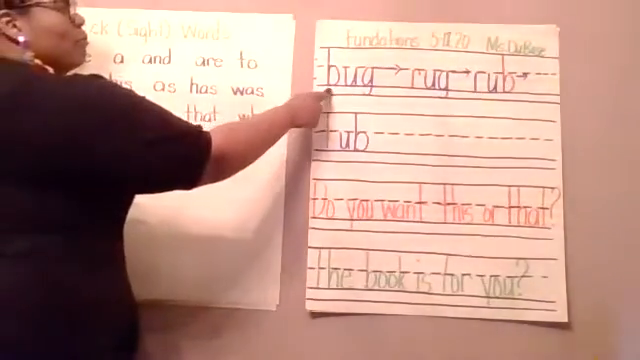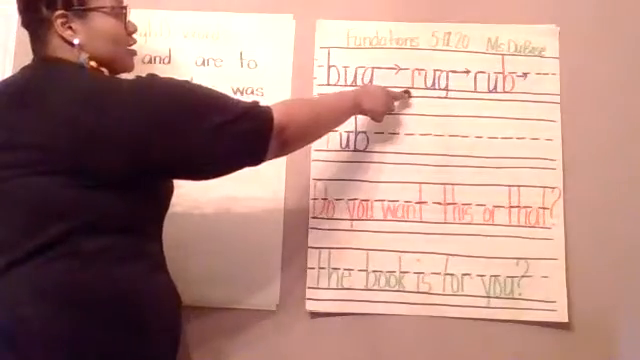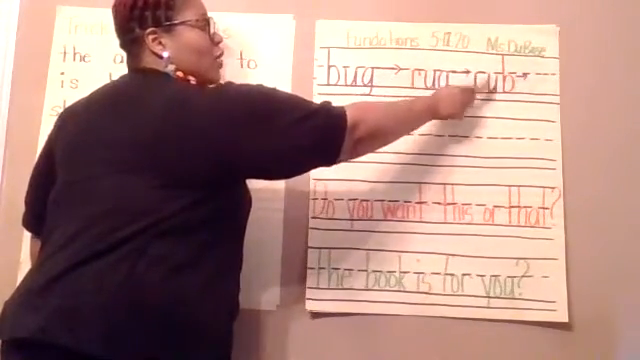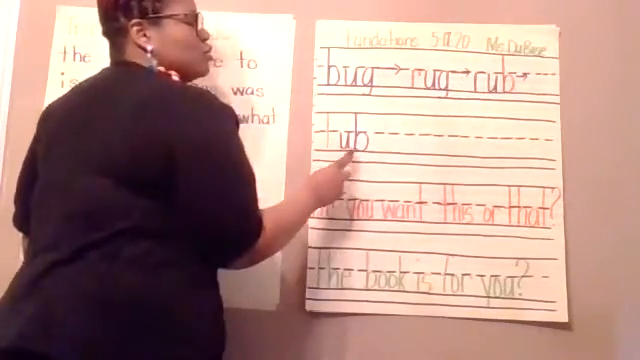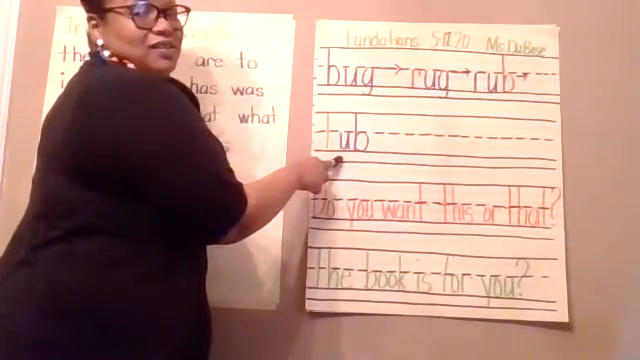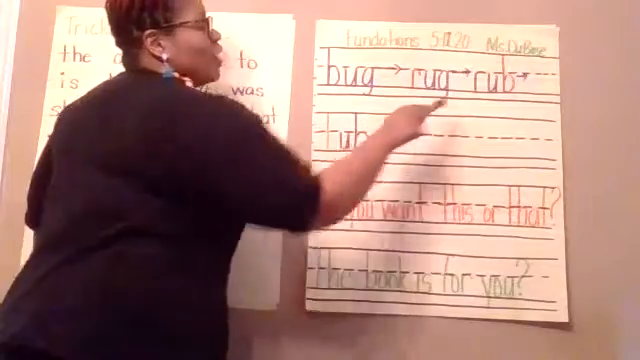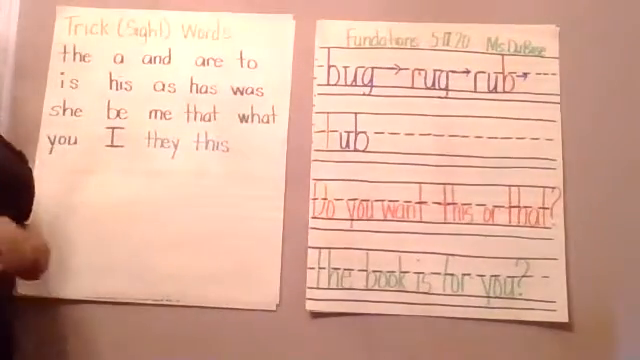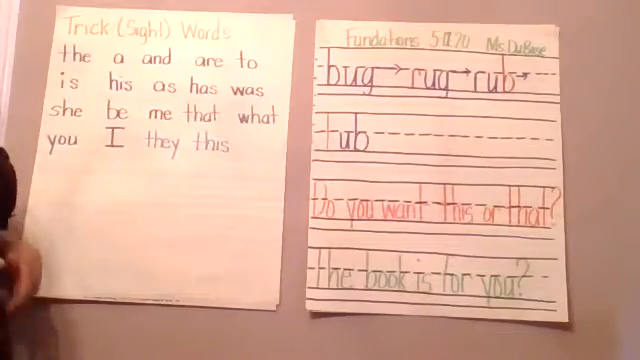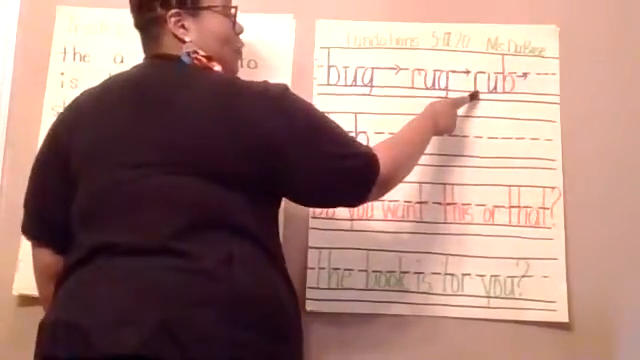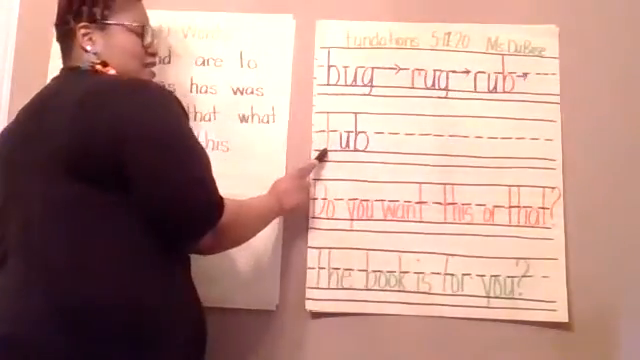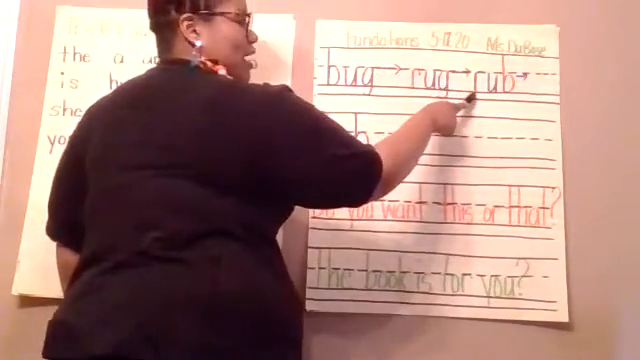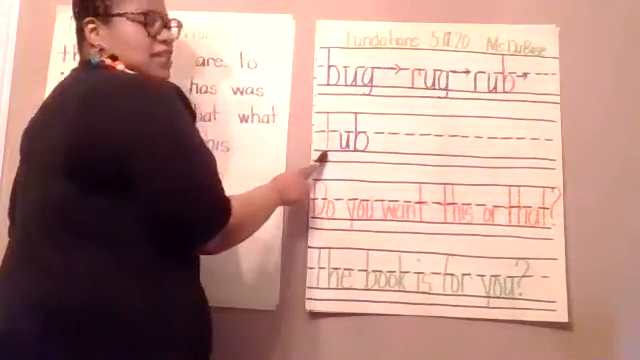Now, last word. We went from bug to rug, from rug to rub. Now I want to go from rub to tub. How did I get from rub to tub? I took the R away and replaced it with the letter T. I took the R sound away and replaced it with the T sound.